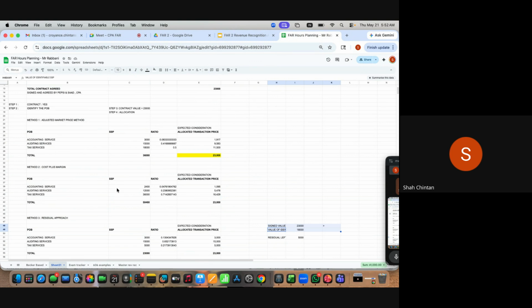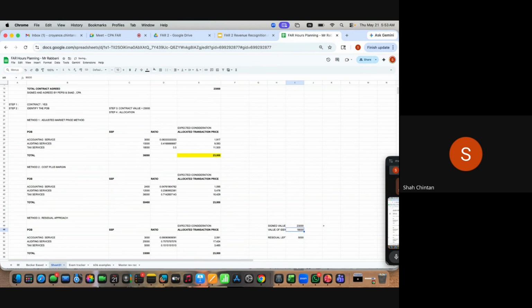Hypothetically, if your auditing service had an SSP of $25,000, then the value of your identifiable services is $28,000. So this condition is not met. The signed value is $23,000, but the value of identifiable components of the SSP is more than the contract value. So you cannot use the residual approach. It is not allowed to be used.